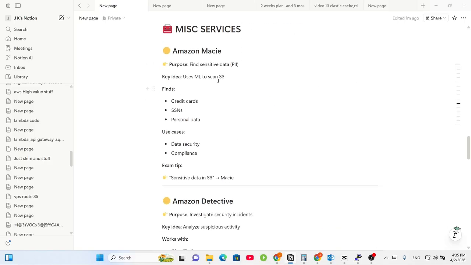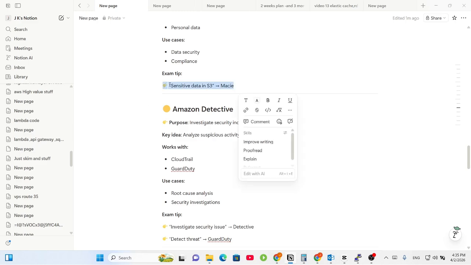Use Artifact. For miscellaneous services, we have Amazon Macie. This is used to find sensitive data, PII. It uses ML to scan S3, for example. Find credit card numbers, SSN, personal data. Use cases: data security and privacy, compliance. So sensitive data in S3, Macie.